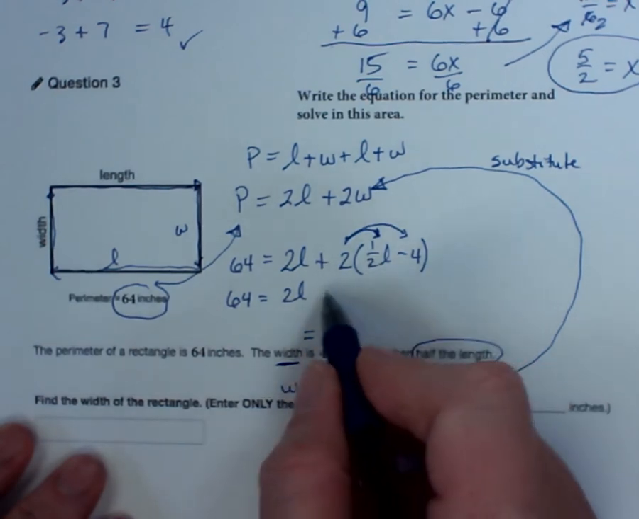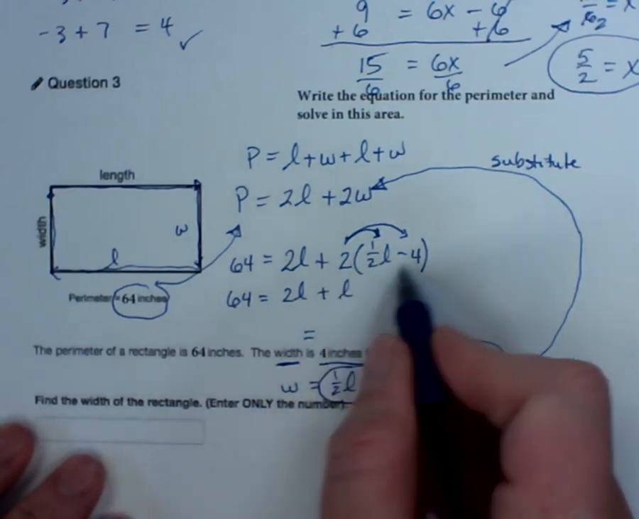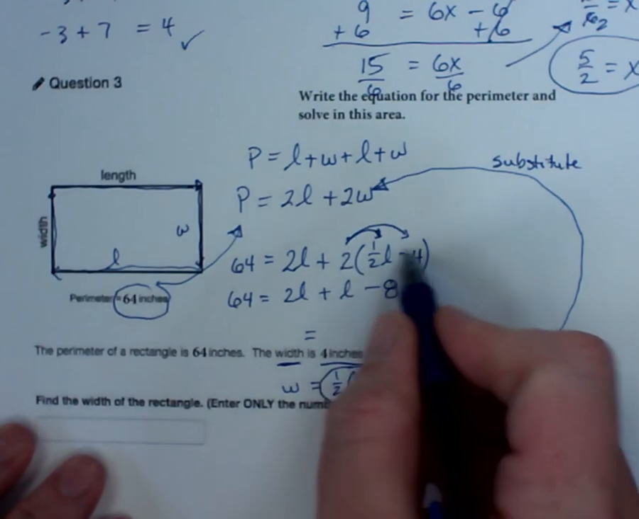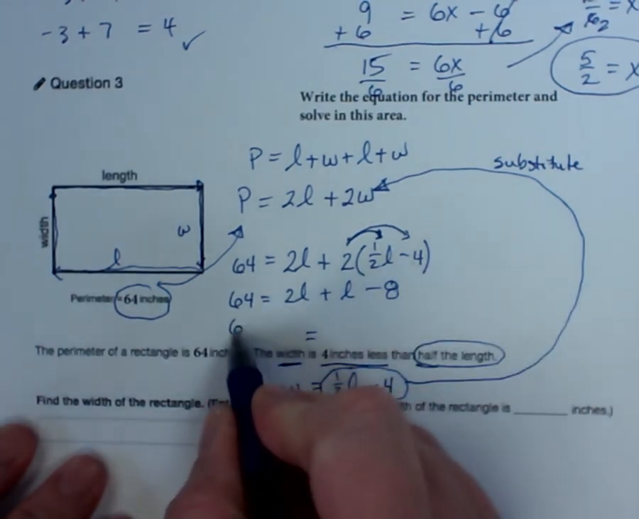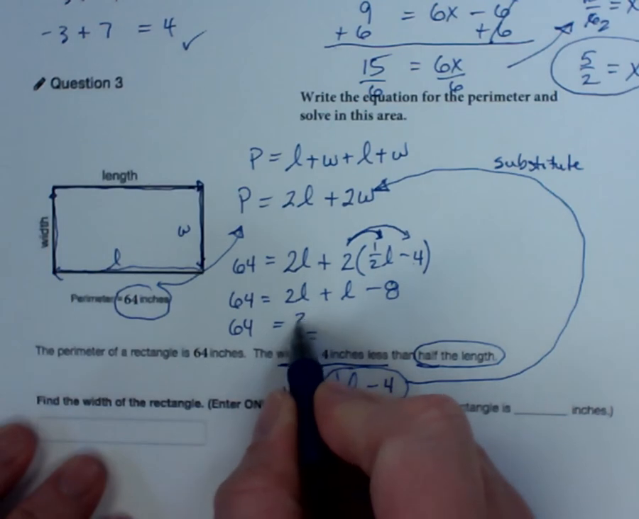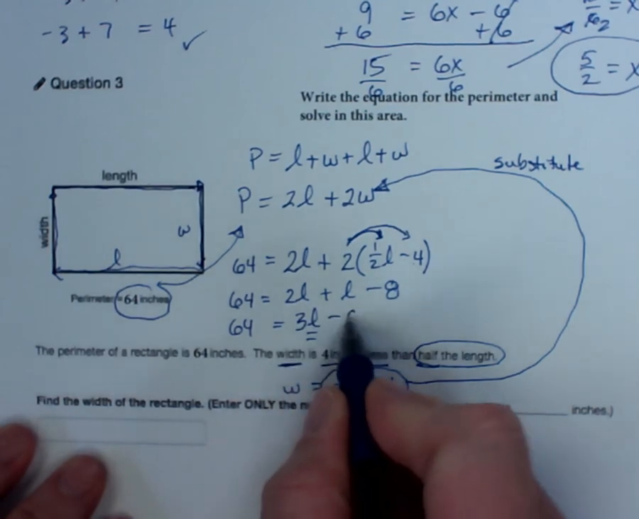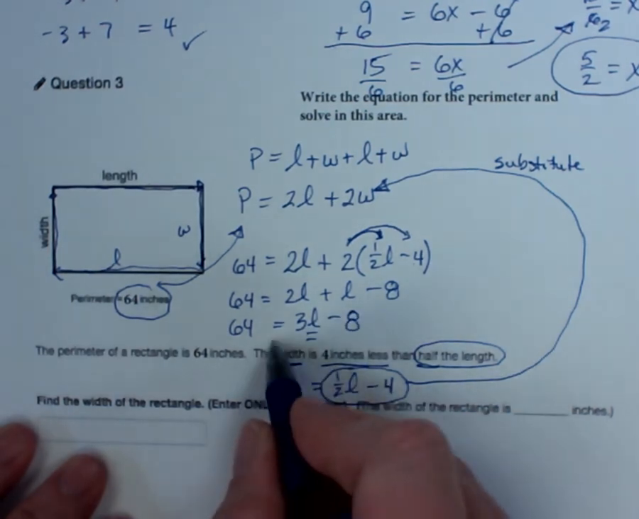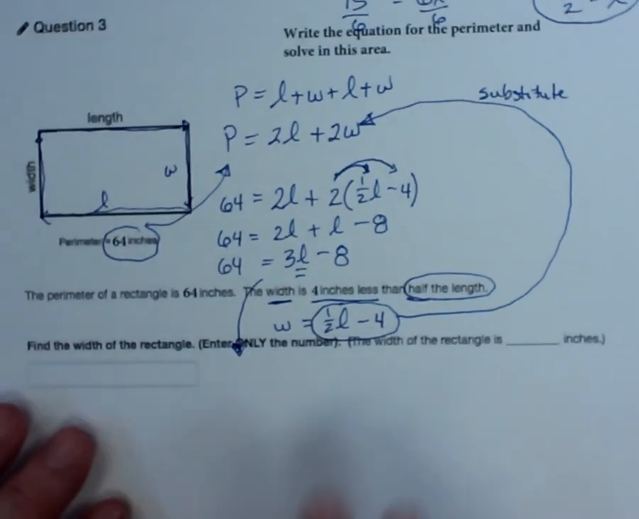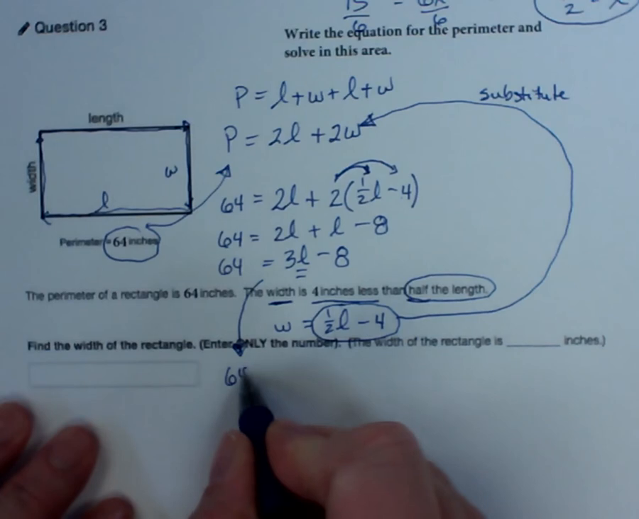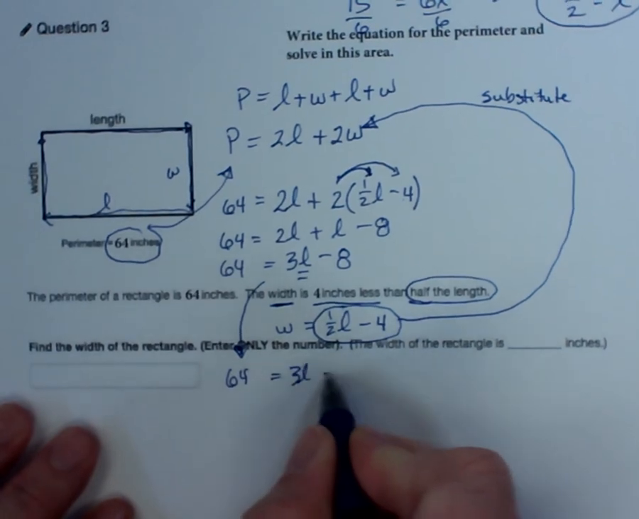2 times a half L is plus L, and then minus 8. Be really careful to make sure you multiply the 2 times the negative 4. 64 equals 3L minus 8. I got to go down here. I ran out of space. I'll rewrite it again. 64 equals 3L minus 8.